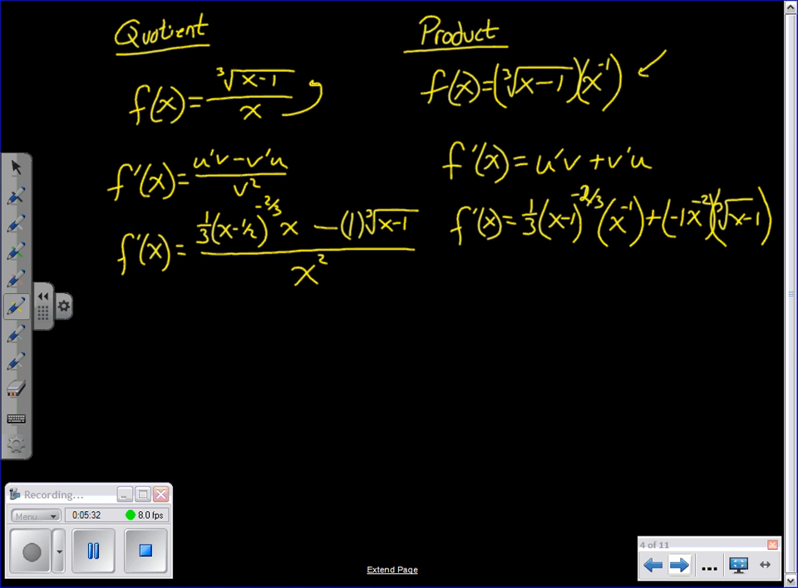So anytime you encounter a quotient function, if you're uncomfortable with u prime v minus v prime u all over v squared, feel free to use the product rule. Just make the necessary manipulations to your function.